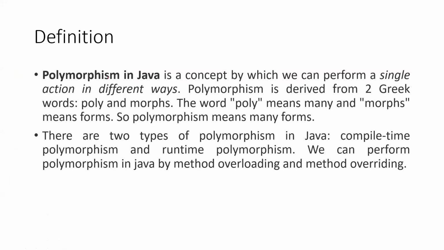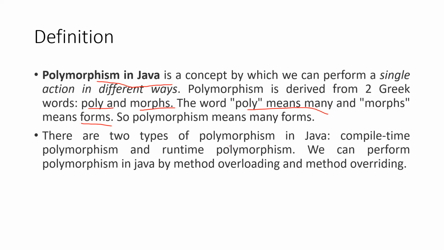Let me just evaluate the first definition of polymorphism in Java. Polymorphism, by the name itself, suggests poly means many and morph means forms. So it means many forms. We can define polymorphism in several forms or several kinds of various elements. That is defined as polymorphism.